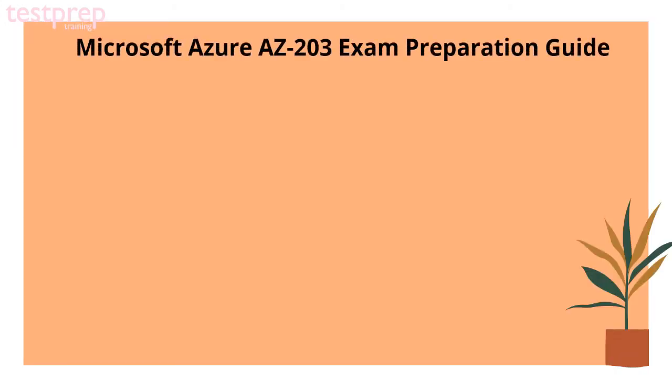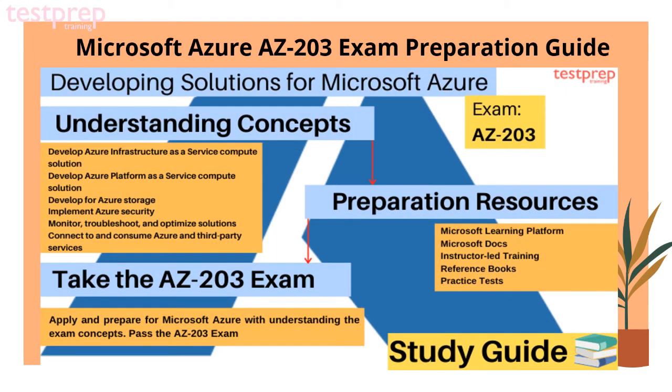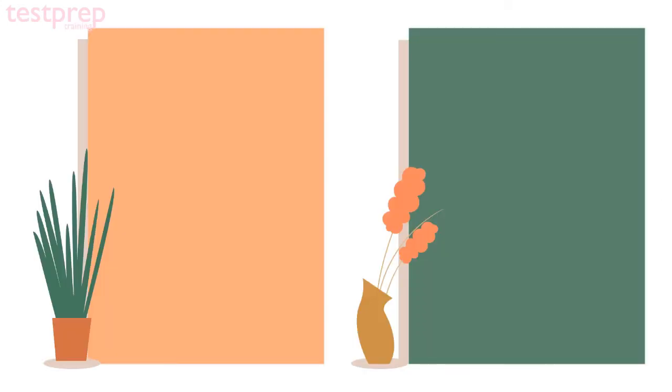Microsoft Azure AZ-203 Exam Preparation Guide. First, developing solutions for Microsoft Azure. Second, understanding concepts which we discussed before. Preparation resources. This can be done through Microsoft Learning Platform, Microsoft Docs, instructor-led training, reference books, practice tests. Third, take the AZ-203 exam. Apply and prepare for Microsoft Azure with understanding the exam concepts. Pass the AZ-203 exam.